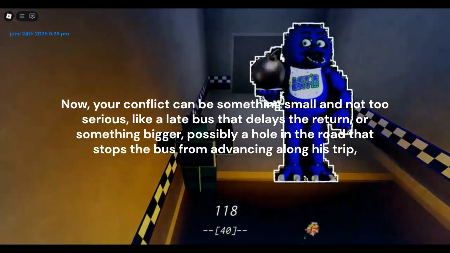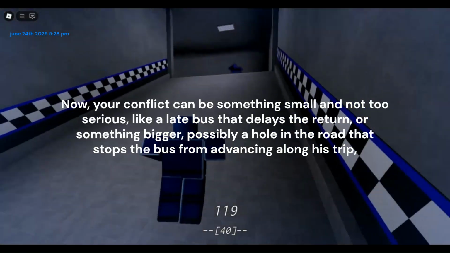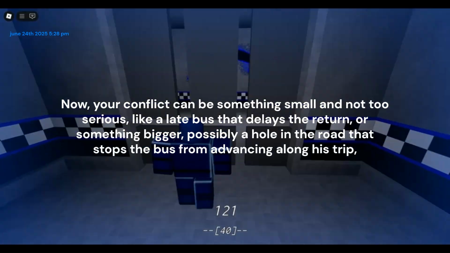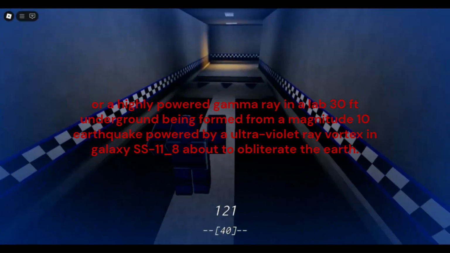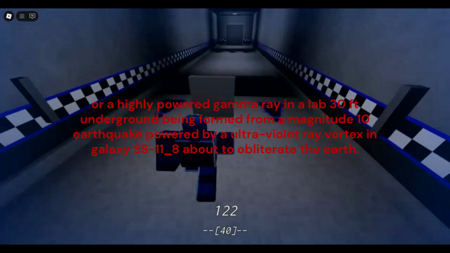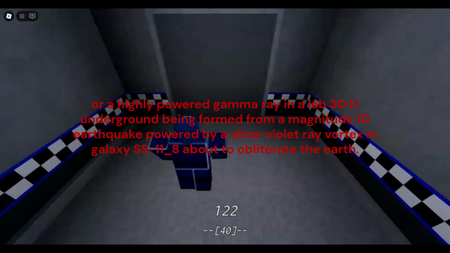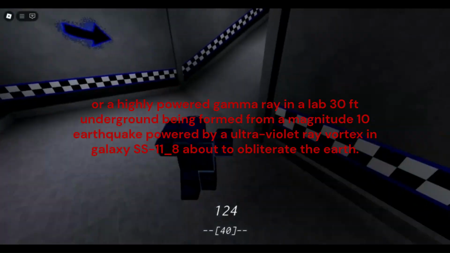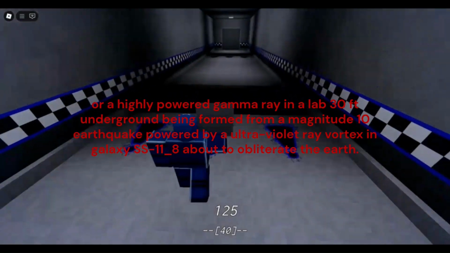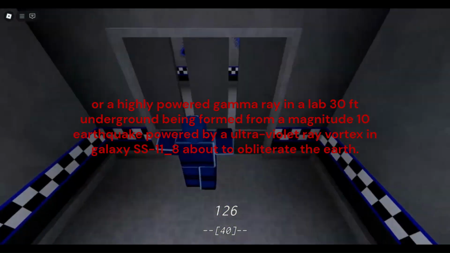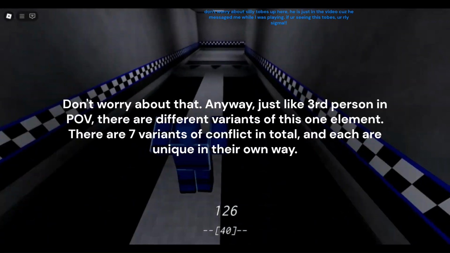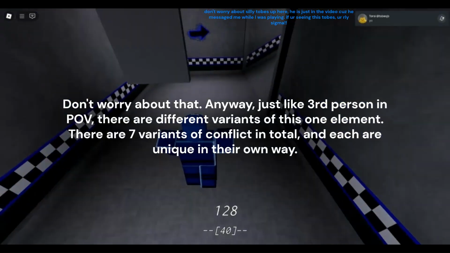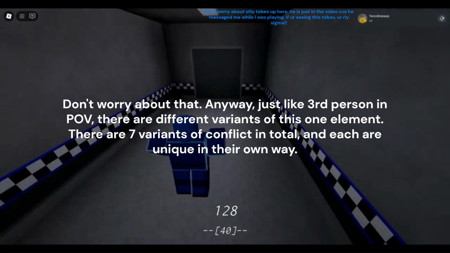Now, your conflict can be something small and not too serious, like a late bus that delays the return, or something bigger, possibly a hole in the road that stops the bus from advancing along his trip. Or a highly powered gamma ray in a lab 30 feet underground, formed from a magnitude 10 earthquake powered by an ultraviolet ray vortex in Galaxy SS 11_8 about to obliterate the Earth. Don't worry about that. Anyway, just like third person and POV, there are different variants of this one element.